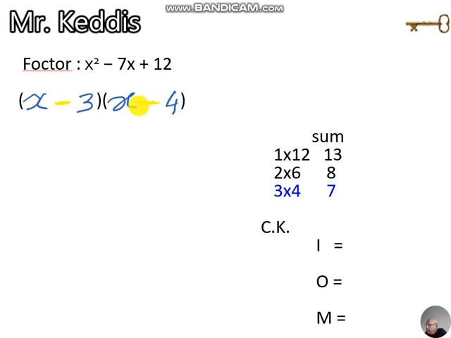Okay. Let us check our answer here. This is the product of the inner terms, negative 3x. The outer terms, which is negative 4x. When I combine them, the sign stays negative, and I add 3 plus 4, I get 7x. The middle term here, negative 7x, means my answer is correct.